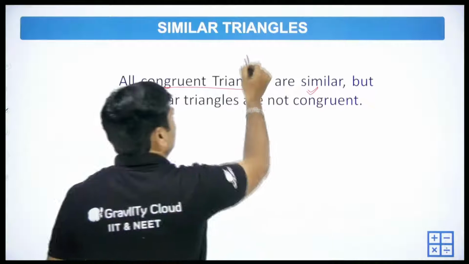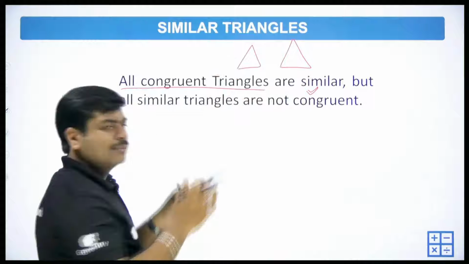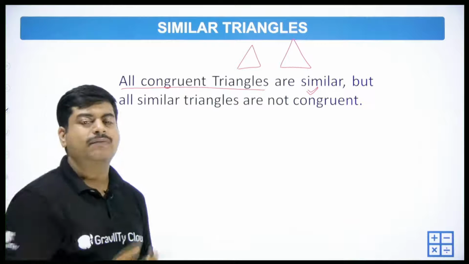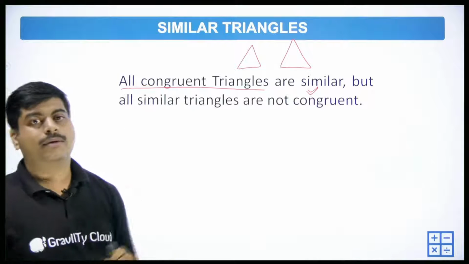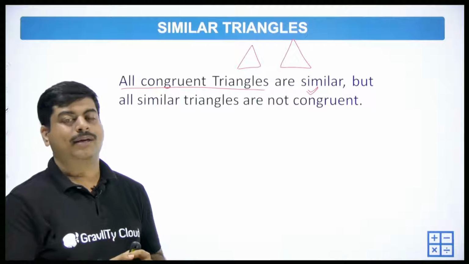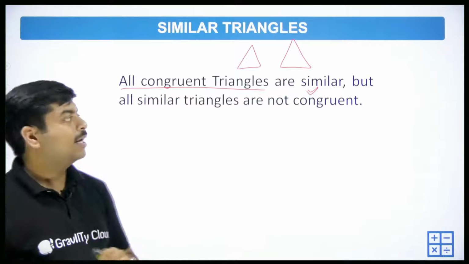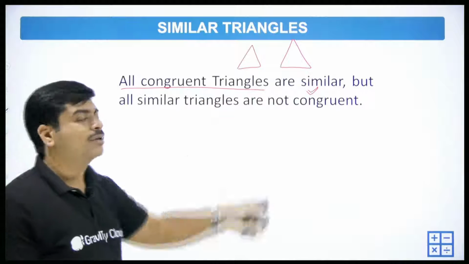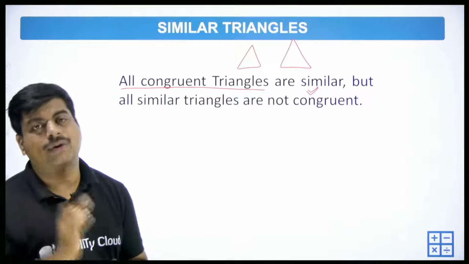If you see a triangle like this and one more triangle similar to that, we can just see it's very similar. But they may or may not be congruent. Congruence is different. As we just discussed, all the lengths of sides and angles should be equal. They may not be equal. They look similar, but may have different dimensions, right? But if triangles are congruent, definitely they are similar. If triangles are similar, we cannot say that they are congruent. You need to understand the basic difference between similar and congruent.